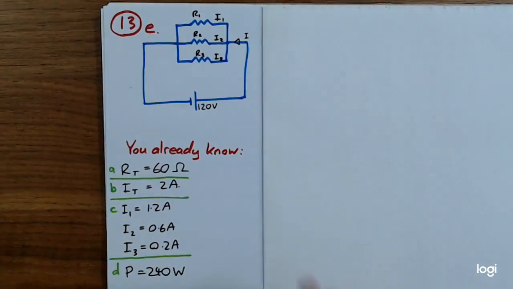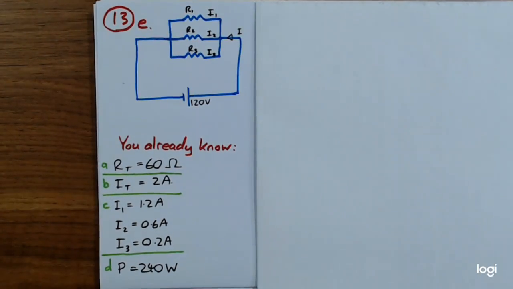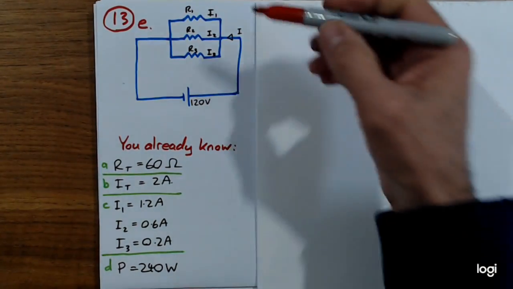Chapter 4 review, question 13E. So having done the first, I'm assuming you've done 13A, B, C, and D, and you've already found the answers. So this is what you already know. All right, so here's the circuit.